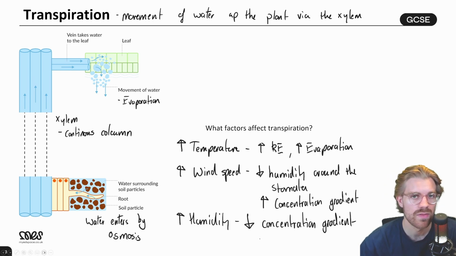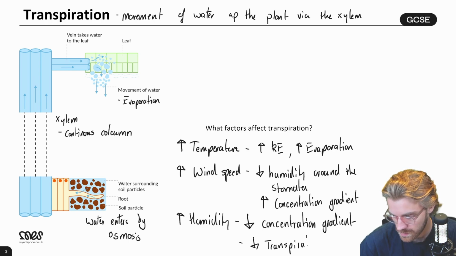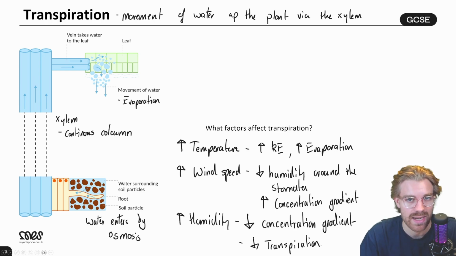And this is the one that people quite often get the wrong way around. The consequence of this is going to decrease transpiration. This is why plants that live in very dry conditions like deserts have to have special adaptations in order to reduce that rate of water loss. They might have fewer stomata perhaps.